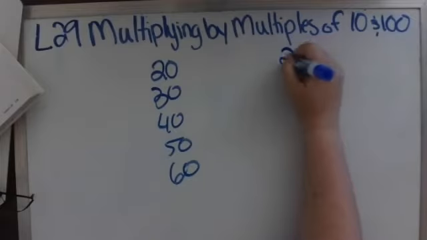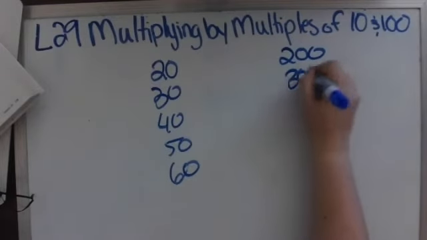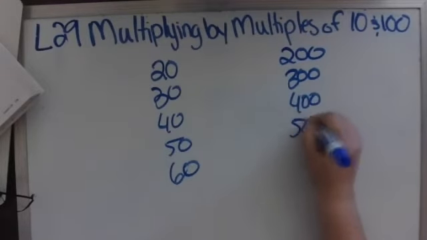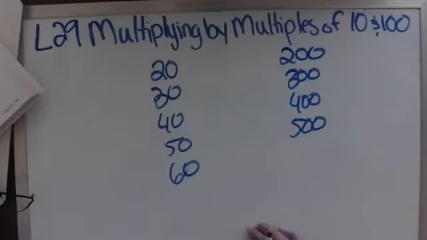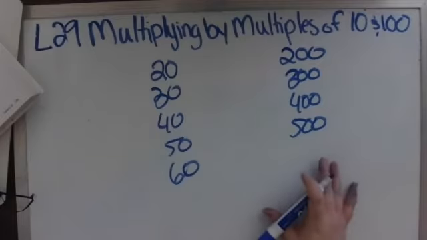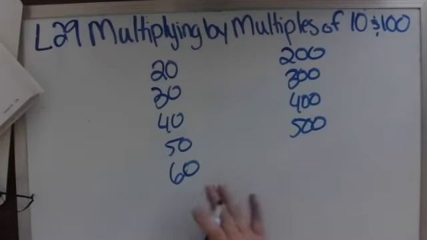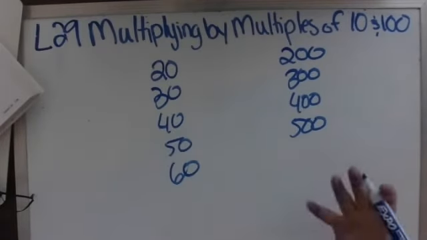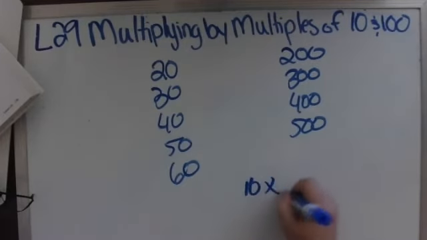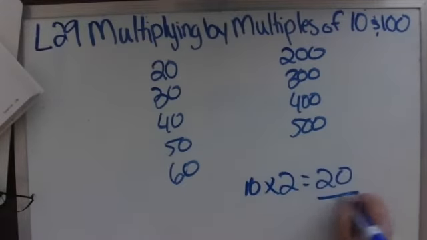Okay, if we're looking at multiples of 100, we got 200, 300, 400, 500, all multiples of 100. Now, of course, these ones are also multiples of 10, but we're just going to say multiples of 100 as well. Okay, so tens, hundreds, multiples of. It's when you take that number, you times it by something, and you get this. That is your multiple.